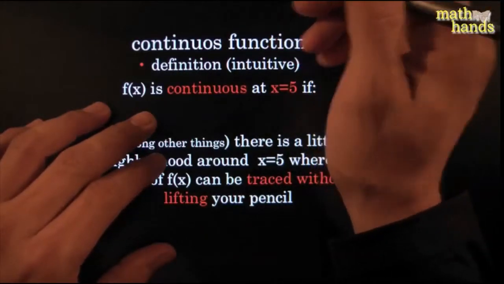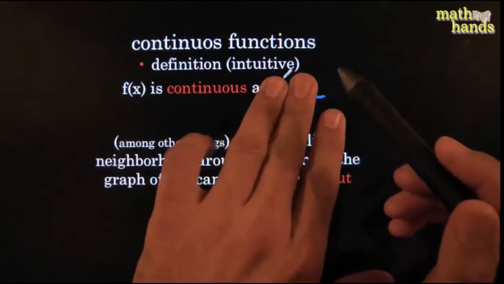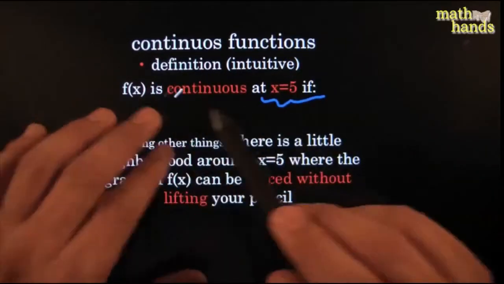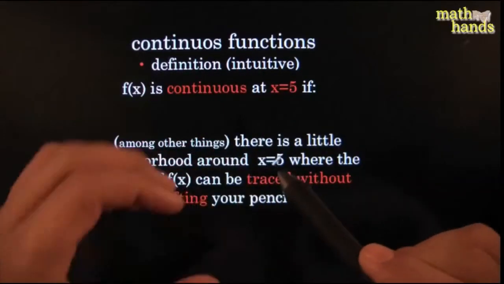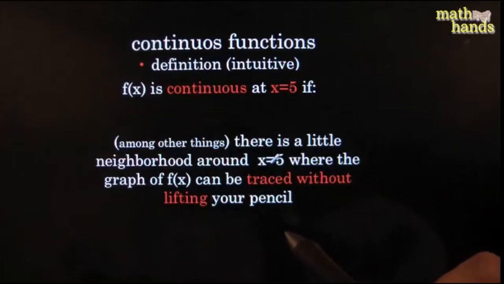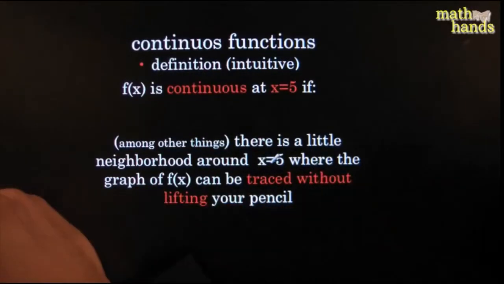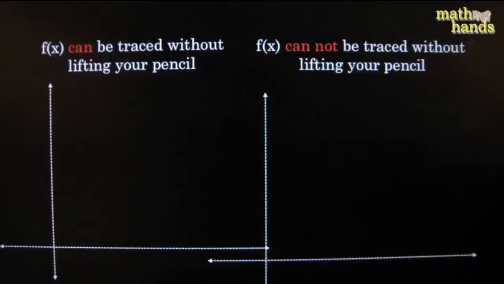Continuous functions. Okay. So here's how it goes. This is an intuitive approach. We will say that f is continuous at some point. By the way, this part is important. Usually you'll say at some point or on some interval, and if that's left out, you mean continuous everywhere. But let's just start off at a point. f is continuous at a point 5 if, among other things, there's a little tiny neighborhood around 5 where the graph can be traced without lifting your pencil.